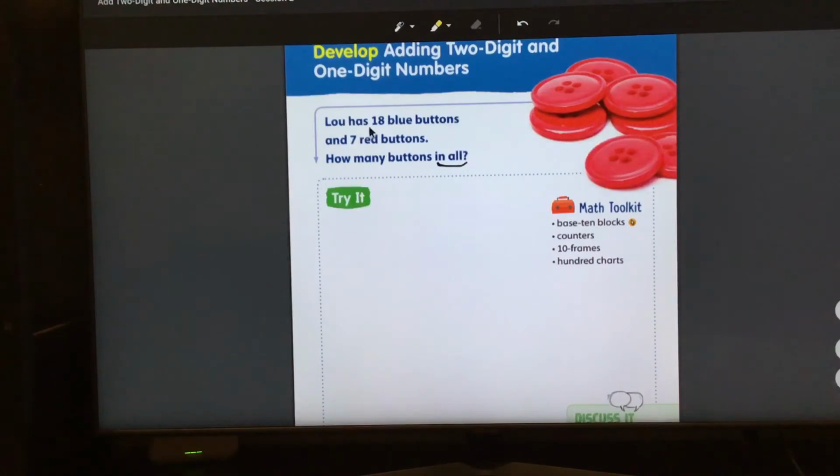Okay, so 18 blue buttons, 7 red buttons. So we know we're going to be adding those. Okay, so I'm going to draw to show my 18. That's 1 ten and 8 ones. Remember, there's many different strategies that we've learned. You could use a ten frame. You could use your tens and ones. Whatever strategy works best for you. I'm going to draw tens and ones. So 1 ten and 8 ones.